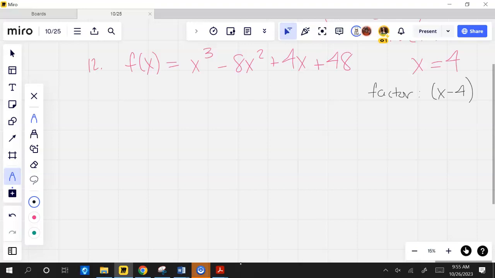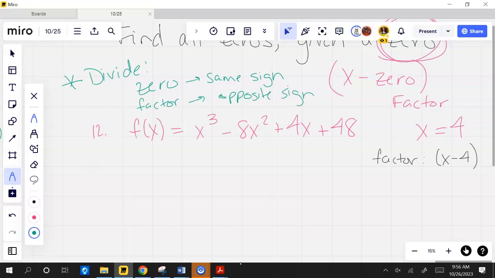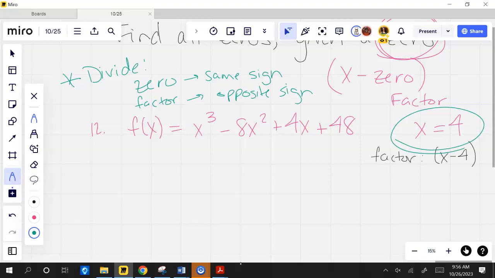What goes outside the division sign? What number? +4 or -4? I hear both. It's all right. So listen, this is where everybody gets confused. When you're dividing, if you divide by a 0, it's the same sign. If you divide by a factor, it's the opposite sign. Okay, so I'm given a 0, so I could put just 4 outside. But it's still synthetic. This is all going to be synthetic, so it should be a lot quicker for you.